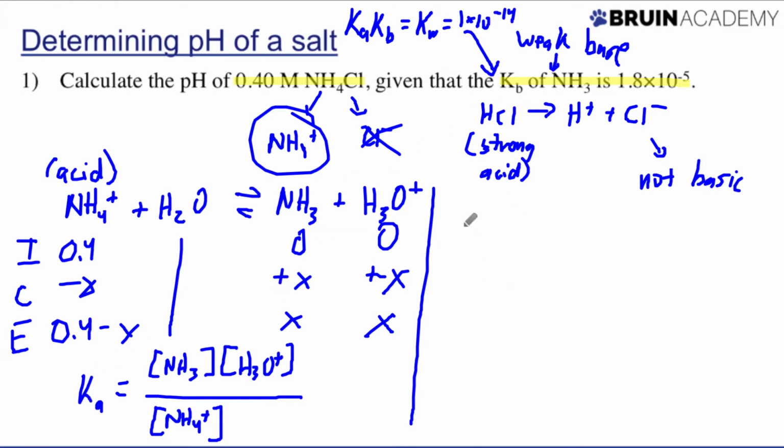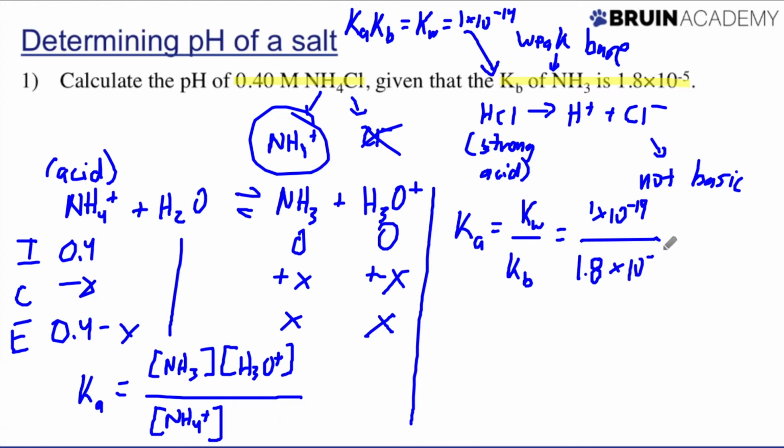So basically in this case, Ka is equal to Kw over Kb, which is equal to 1 times 10 to the negative 14 all over Kb, which is 1.8 times 10 to the negative 5. Put that in your calculator, and you get 5.56 times 10 to the negative 10. So that's your value of Ka.